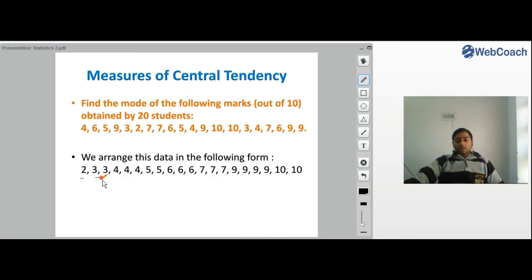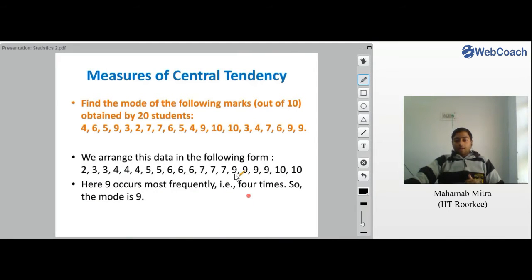So here you see that 2 occurs once, 3 occurs twice, 4 occurs thrice, and by checking the number of occurring terms, you end up finding that 9 occurs most frequently. No number here occurs as frequently as 9. 9 occurs 4 times, and all the other numbers occur less than 4 times, right? So here 9 occurs most frequently, so the mode of the given data is 9. So this is how we find the mode.